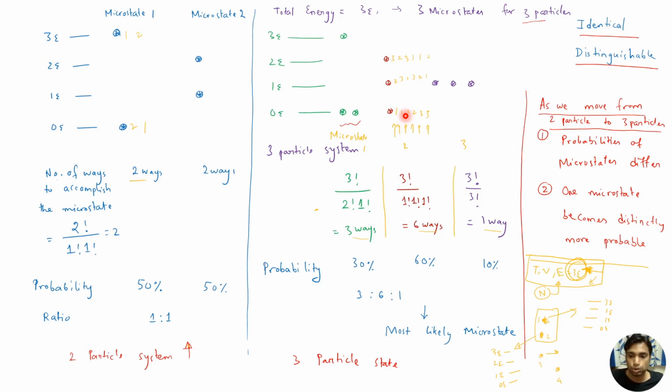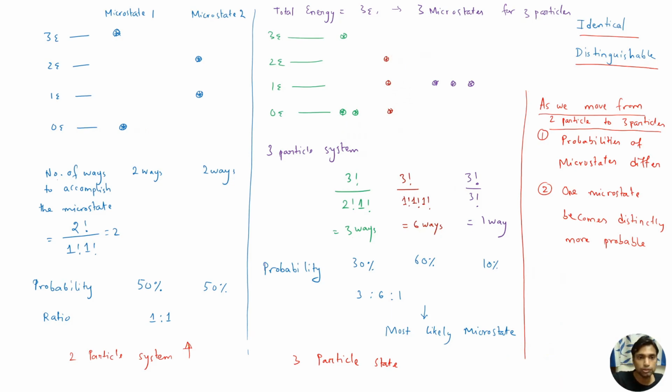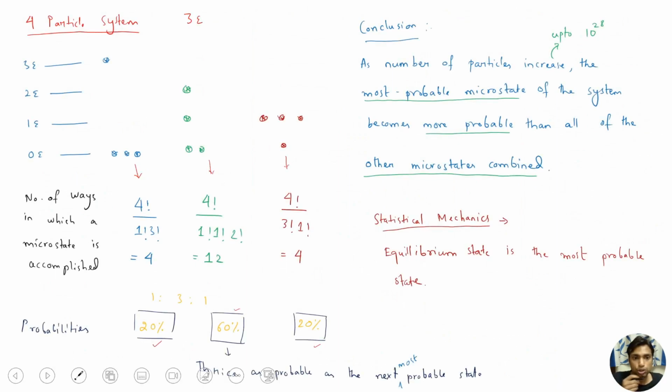It will be more clear if you look at the four-particle system. If I have 4 particles and I want to achieve the same energy of 3e, then that can be done in this many ways. Let's say this is one way: 3e, 0e, 0e, 0e. These are 4 particles, and the number of ways in which this microstate can be accomplished is 4 factorial by 1 factorial times 3 factorial.